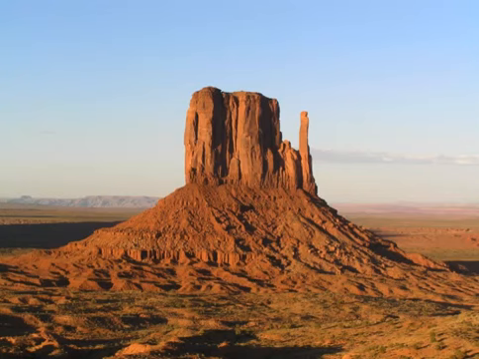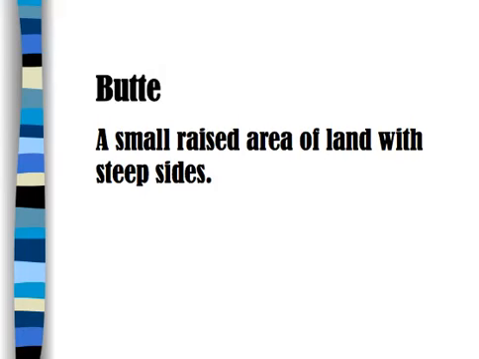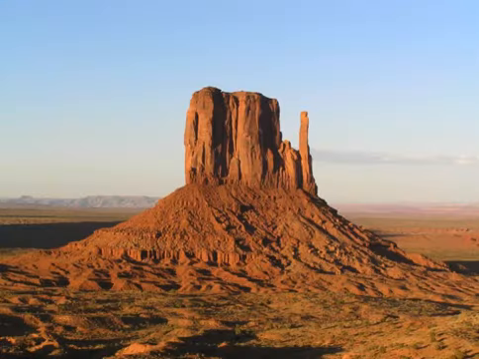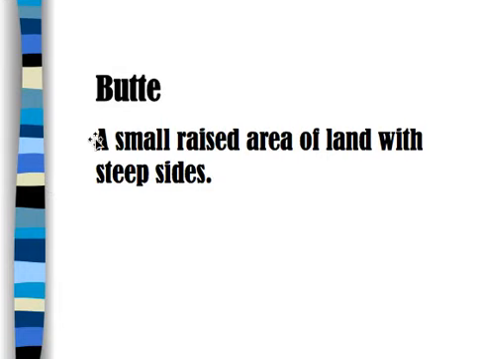If you said a butte, you're correct. Now, a butte is a small raised land, small, with steep sides. As said here, small raised area of land with steep sides. If you'd like to pause the video, feel free. Otherwise, we're going to keep going.